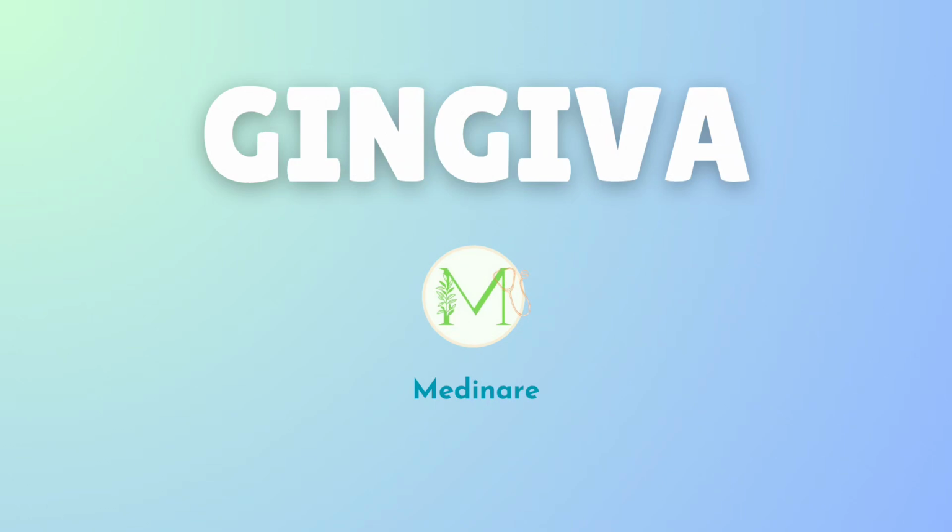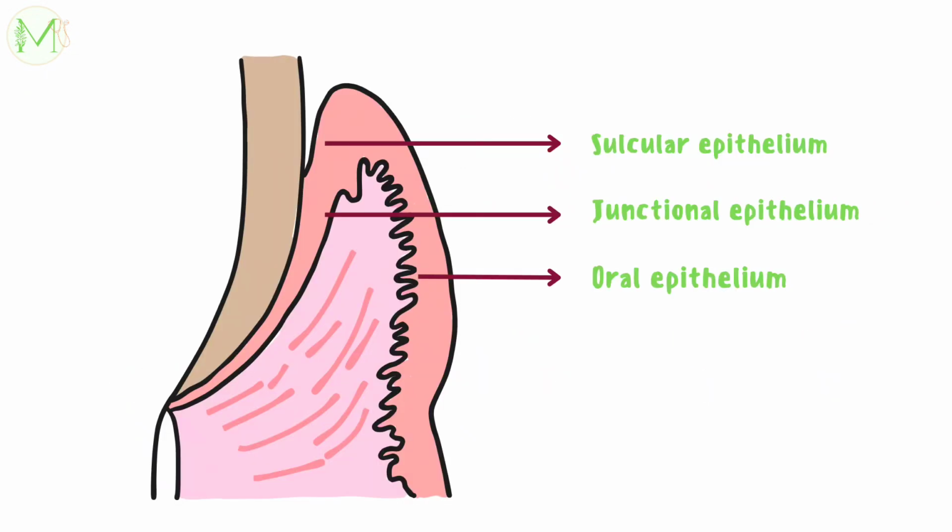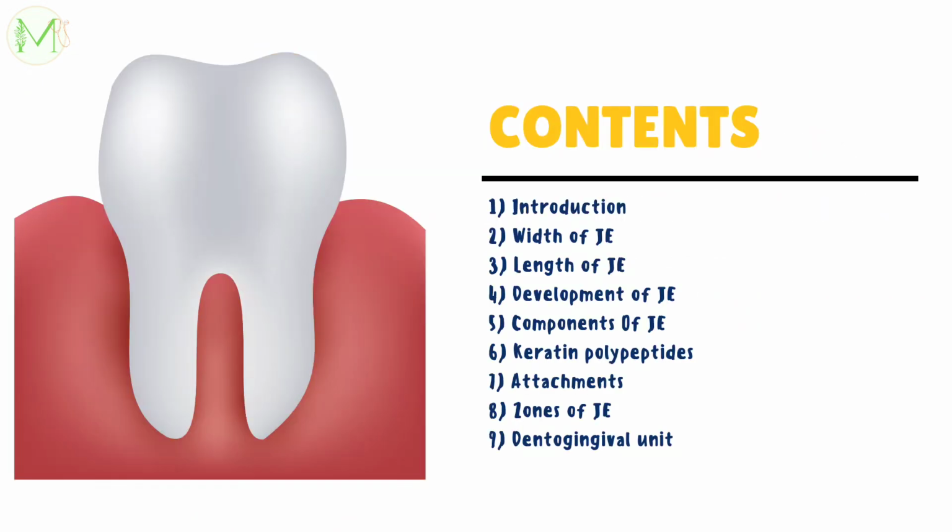In particular, we'll discuss junctional epithelium in detail. As we saw previously, gingival epithelium has three major parts: oral epithelium, sulcular epithelium, and junctional epithelium. Now let's begin with junctional epithelium. It is a very important viva question, a 5-mark question, and many MCQs can be made out of this topic. And here I present you the junctional epithelium under 9 easy subtopics. So let's get into it.